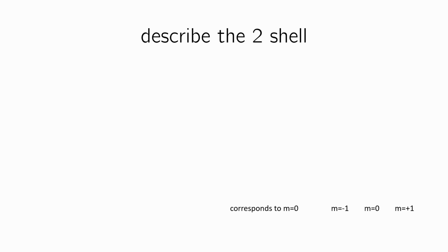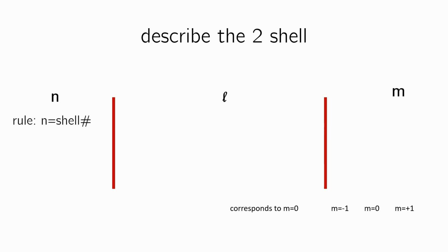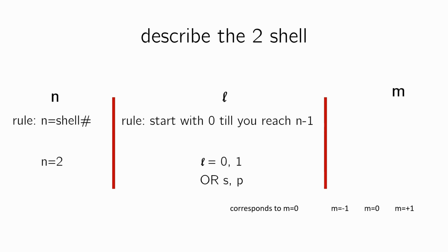Let's describe the second shell. I have N is equal to 2, the second shell. L can go from 0 to N minus 1, so L could be 0 or 1. So S and P. So I have 2 subshells here, 2S and 2P. And M can go from negative L to L, so I can have negative 1, 0, and 1.